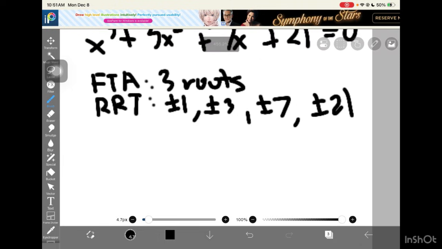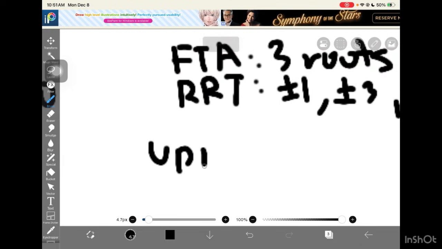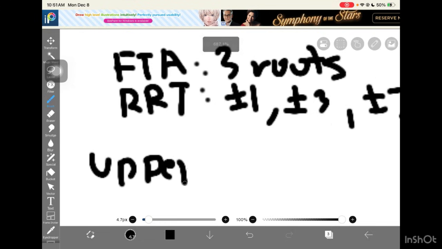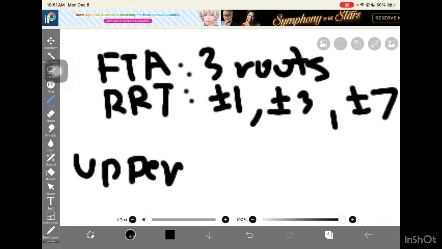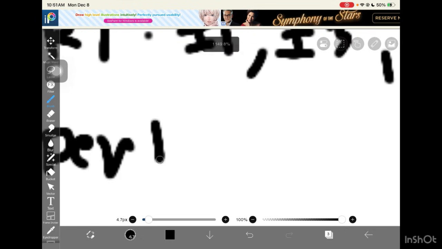Okay, let's try to find our upper bound. Let's try 7. Wait. Oh, let's try 3.